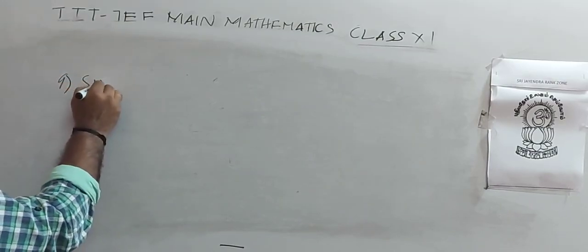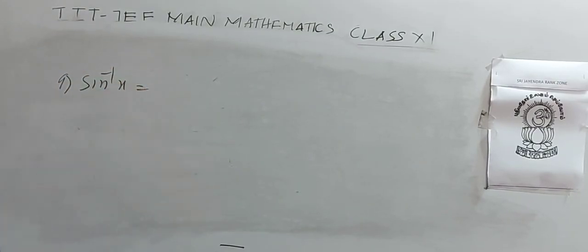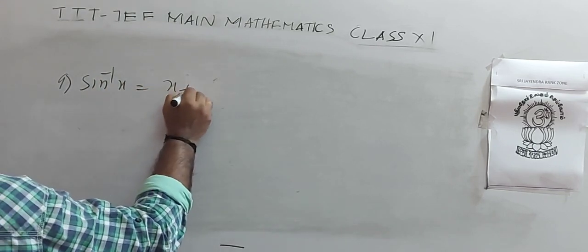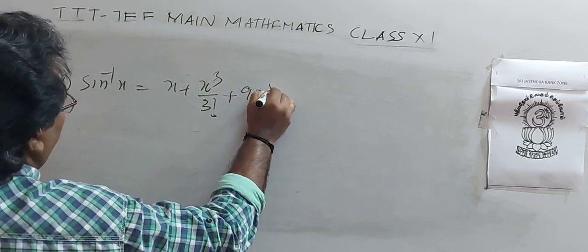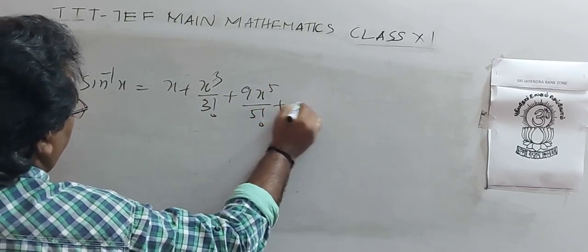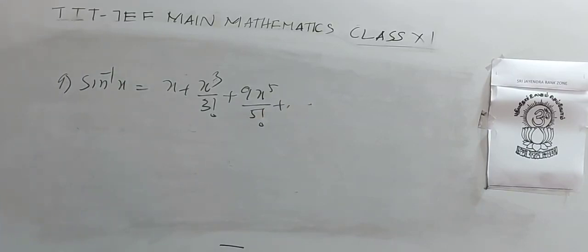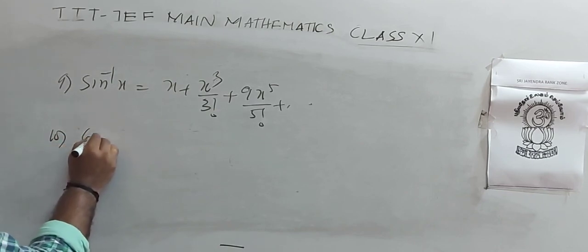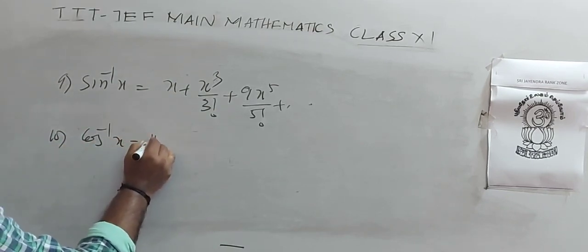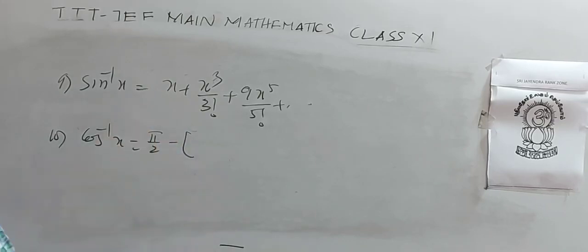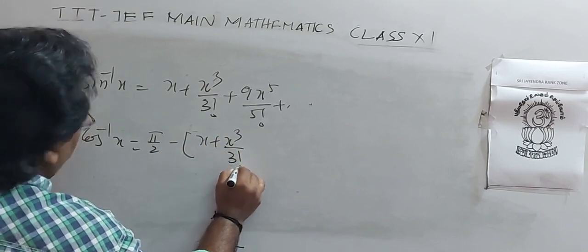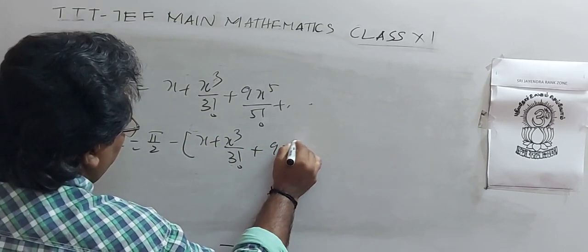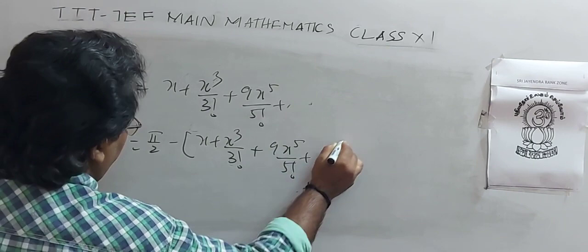Sine of x equals x minus x cubed by 3 factorial plus x power 5 by 5 factorial. Cosine of x, that is sine of (pi by 2 plus x), minus sine of x, equals this value: x plus x cubed by 3 factorial plus x power 5 by 5 factorial.